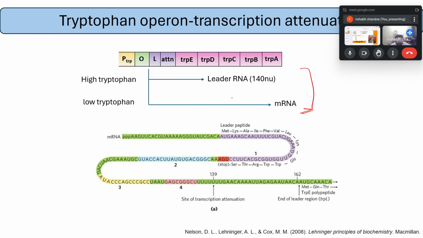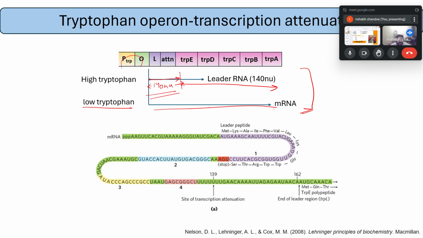First we'll see when there is low tryptophan. Then what will happen? The RNA polymerase can synthesize the whole mRNA of this particular operon. But when there is high tryptophan, then only the leader mRNA is formed with the attenuator, but it will not lead to the transcription of the structural genes. The length of the leader mRNA is around 140 nucleotides.